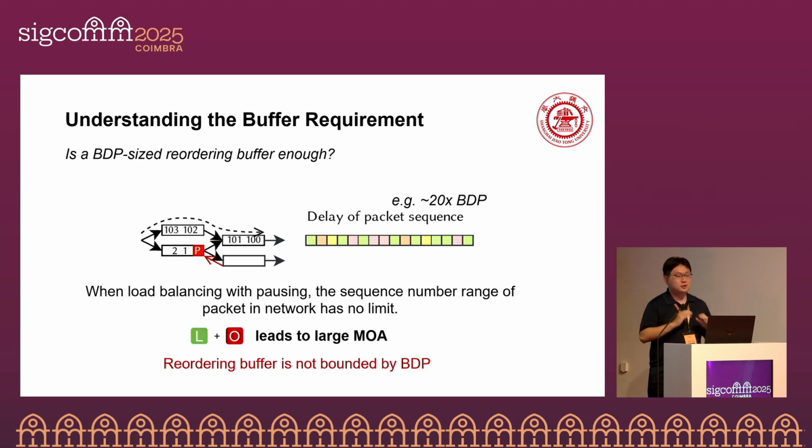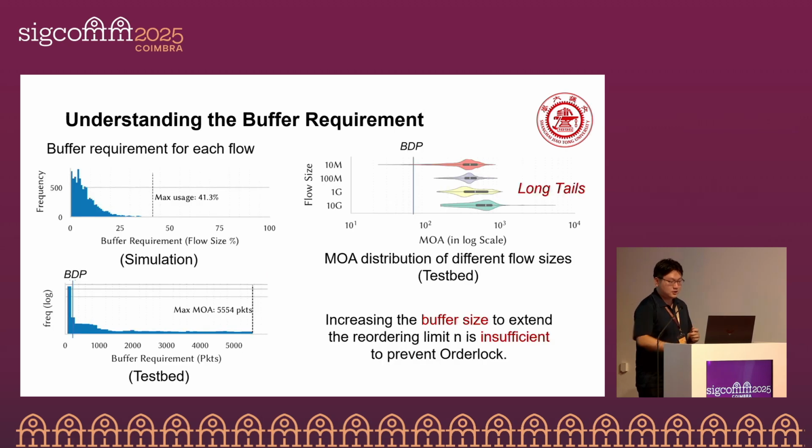But the situation completely changes when we combine lossless transmission with per-packet load balancing, because different paths can be paused for an unbounded amount of time. The sequence number range of the in-flight packets has no limit. A BDP-sized reordering buffer is far from enough. We measure the reordering buffer required to prevent order lock and find the distribution has a very long tail. Making the situation worse, such requirements grow with the flow size. This means that simply increasing the buffer size is insufficient to prevent order lock.